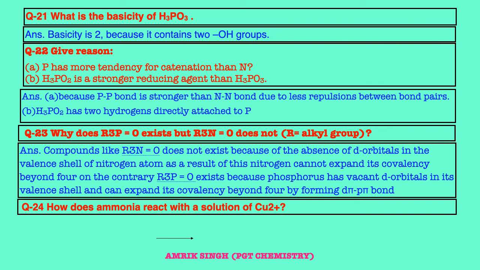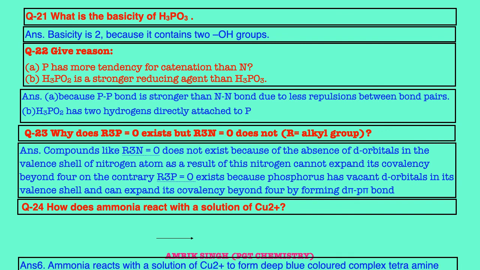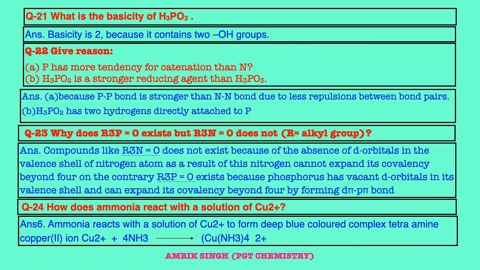Hanji, how does ammonia react with a solution of Cu2+? Equation is given. Cu2+ plus 4NH3 changes into [Cu(NH3)4] with 2+ charge on the whole.